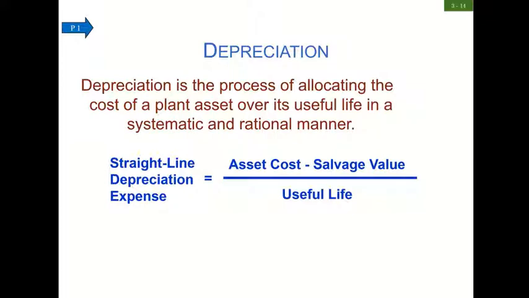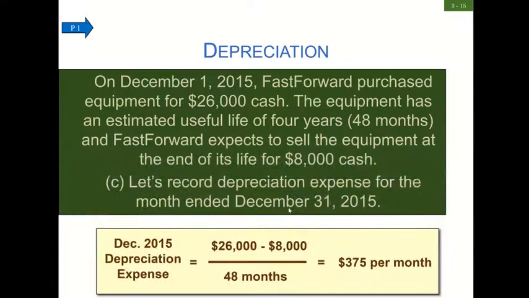So the difference between the cost and salvage value is called the depreciable value. This is the value that is subjected to depreciation, and it is divided by the useful life. Example here: on December 1st, 2015, Fast Food purchased equipment for 26,000 cash. So this is the equipment. When the company buys the equipment, the debit side will be equipment and the credit is cash. The equipment has an estimated useful life of 4 years. So it will be used for 4 years, which is 48 months.